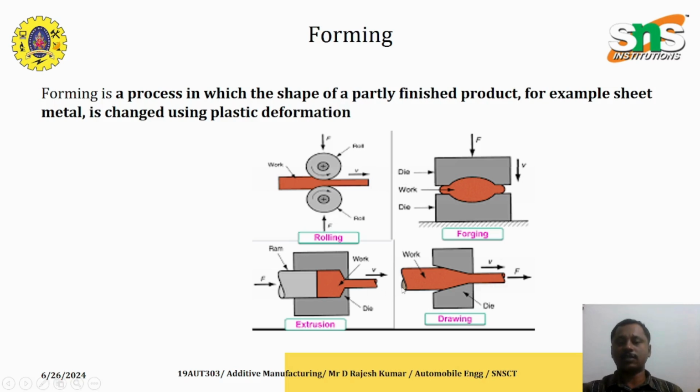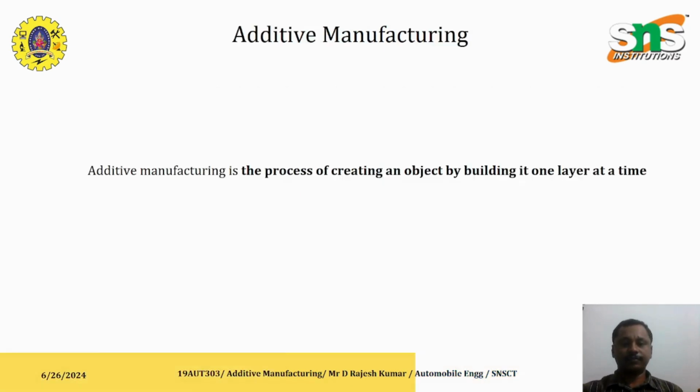The next process is drawing. In drawing, wire kind of metals are used and the diameter is reduced. So these are the different types of forming processes. These come under the classification of conventional manufacturing.